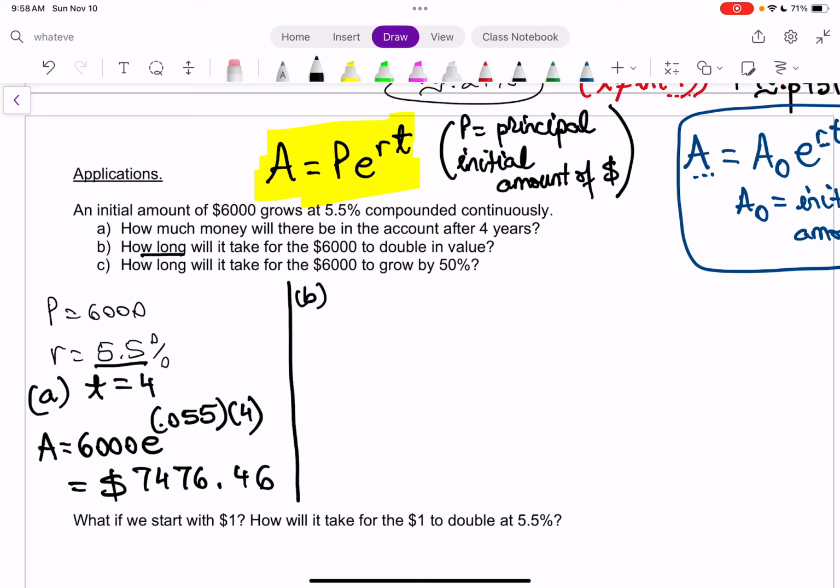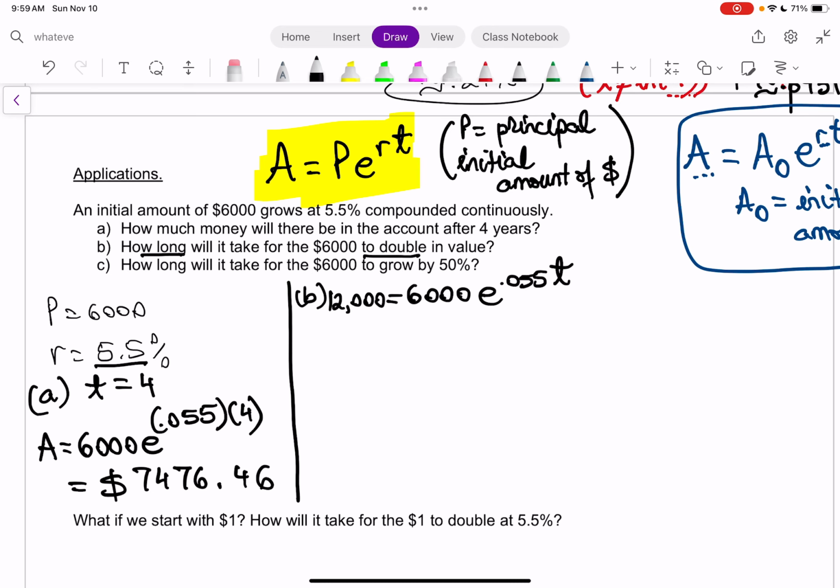Now it says next, how long, that's a matter of time, will it take for the $6,000 to double in value? What does that mean? That means that the $6,000 you have is going to become $12,000. Yes, so how long will it take to double our money? So the rate is still 5.5%. But what we don't know this time is the time, right? How long? So time is missing in this formula. But what we know this time is that we want to get to $12,000.